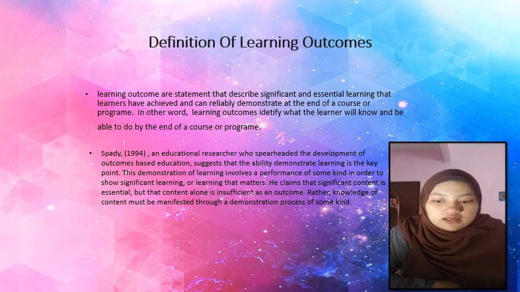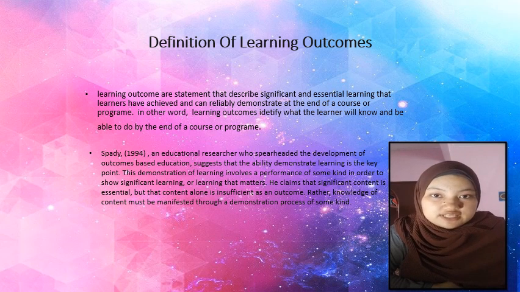According to a 1994 study, an educational researcher who spearheaded the development of outcome-based education suggests that the ability to demonstrate learning is the key point. This demonstration of learning involves a performance of some kind in order to show significant learning, or learning that matters. He claimed that significant content is essential, but that content alone is insufficient as an outcome. Rather, knowledge of content must be manifested through a demonstration process of some kind.